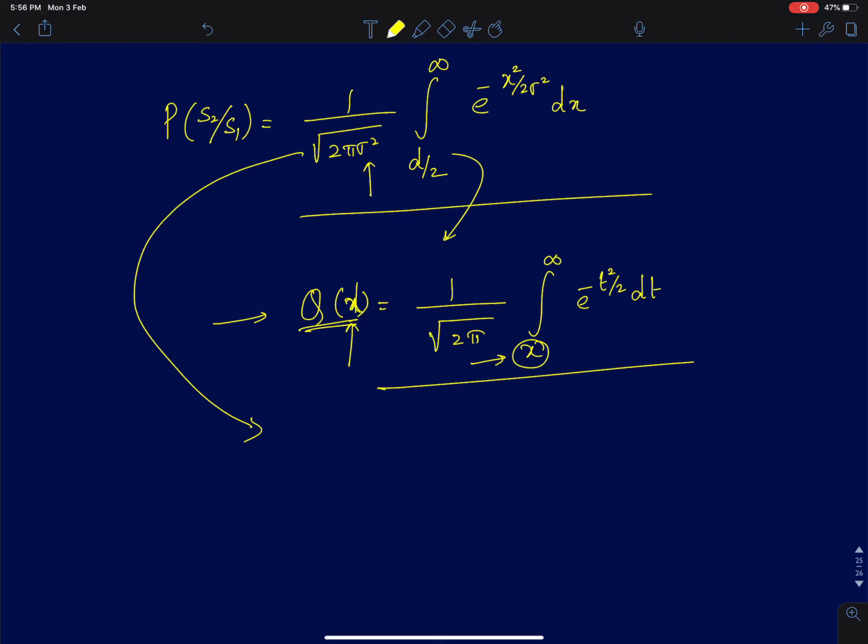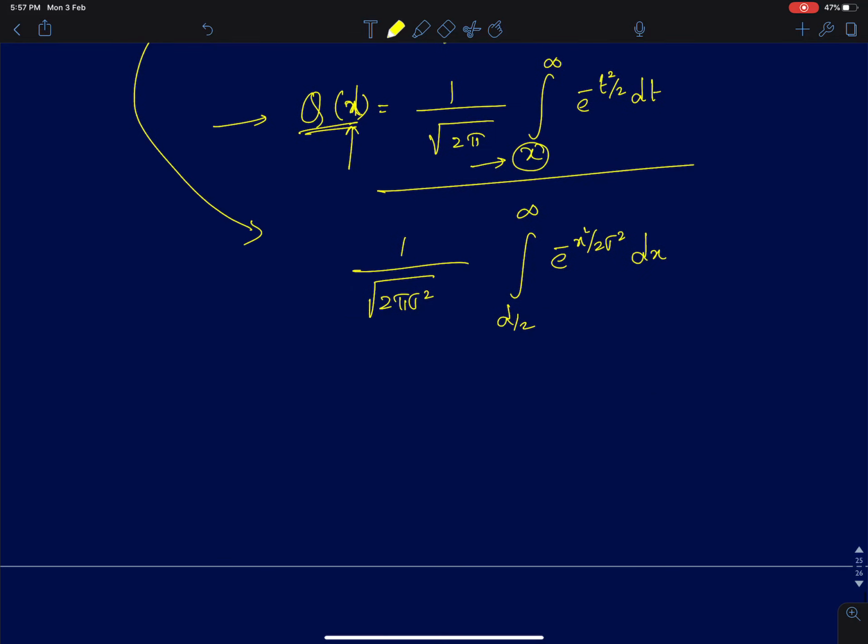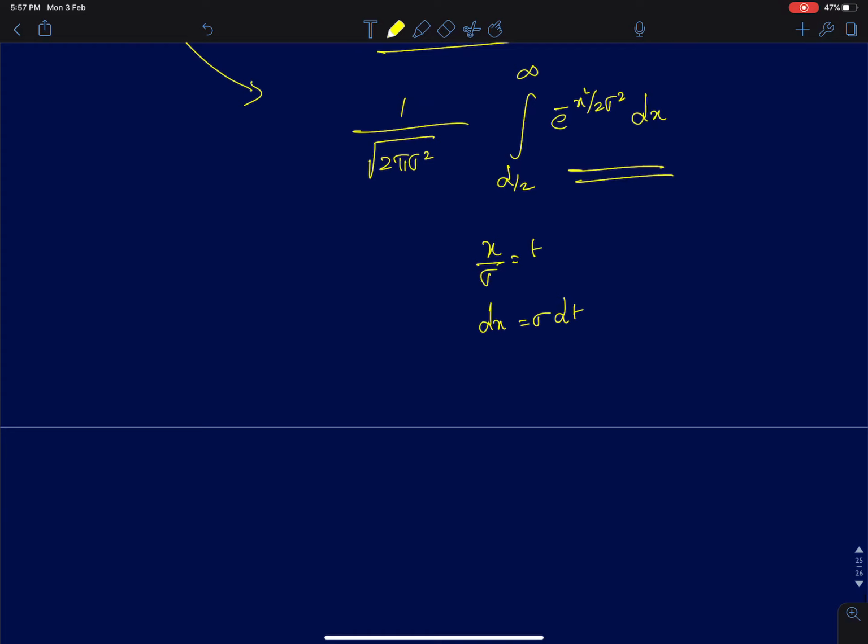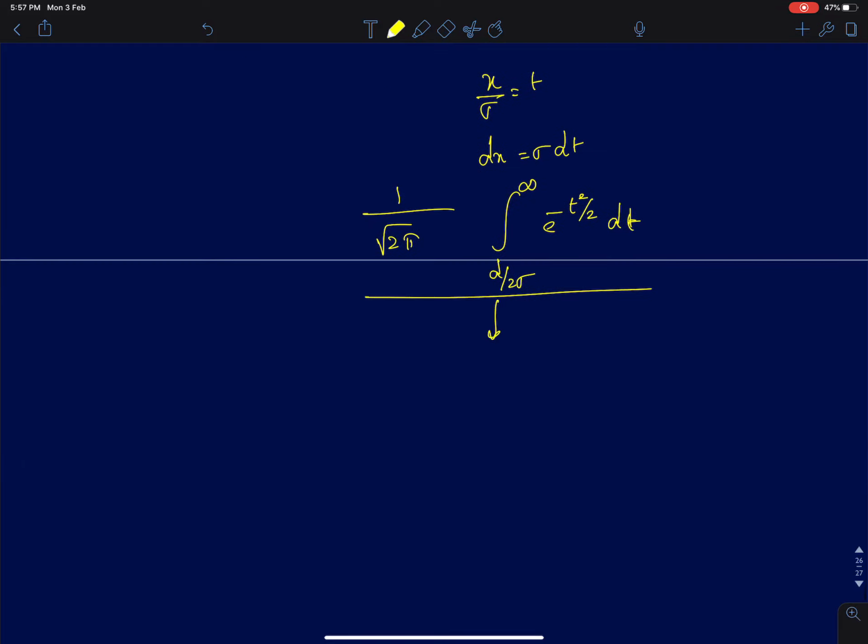So now in this function, 1 by root of 2 pi sigma square, integral from D by 2 to infinity of e power minus x square by 2 sigma square dx, I am going to make the substitution x by sigma as t. So you get dx equals sigma dt. You make that substitution and you will simply get 1 by root of 2 pi, with the limits D by 2 sigma to infinity, e power minus t square by 2 dt. Sigma will cancel out and finally you will get this. This is nothing but Q of D by 2 sigma.